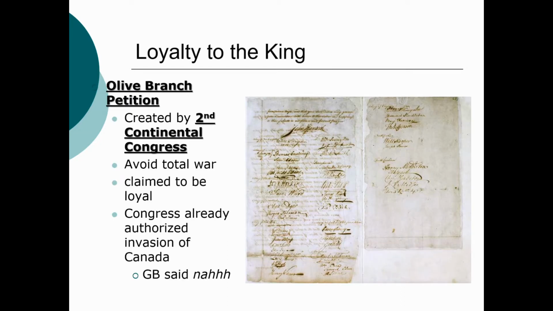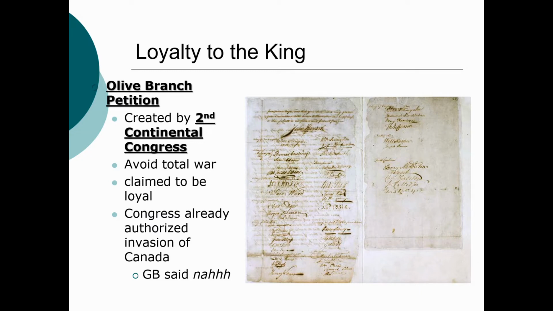So right when the war started, the colonists are going to send a petition to the King of England saying that they were still loyal to the king. They wanted to avoid total war. This was created by the Second Continental Congress. We talked about the First Continental Congress. The association was not a legislative body.